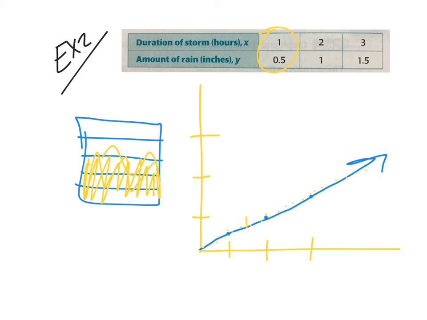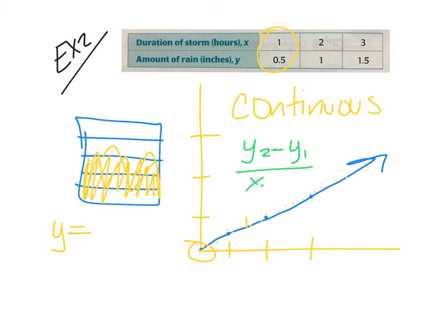So the question they're asking is whether this is continuous or discrete. We know that it is continuous. And then it says find the value of y when x equals 1.5. So first of all, do we know my y-intercept? Where does it cross the y-axis? 0, right? Right here, 0. And can we figure out the slope?